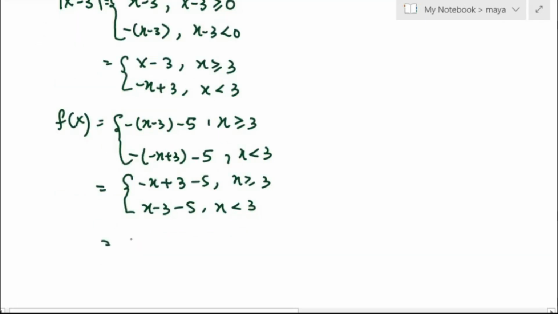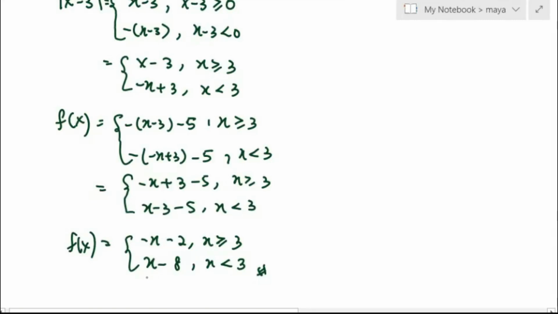Simplify until the simplest form. It will become negative x minus 2 and x minus 8. So this is our final answer. This is how we write our absolute function into a piecewise function. So this is our piecewise function. What is meant by piecewise is that in one graph, it contains different functions. So the first part is negative x minus 2, and the second part will be x minus 8.